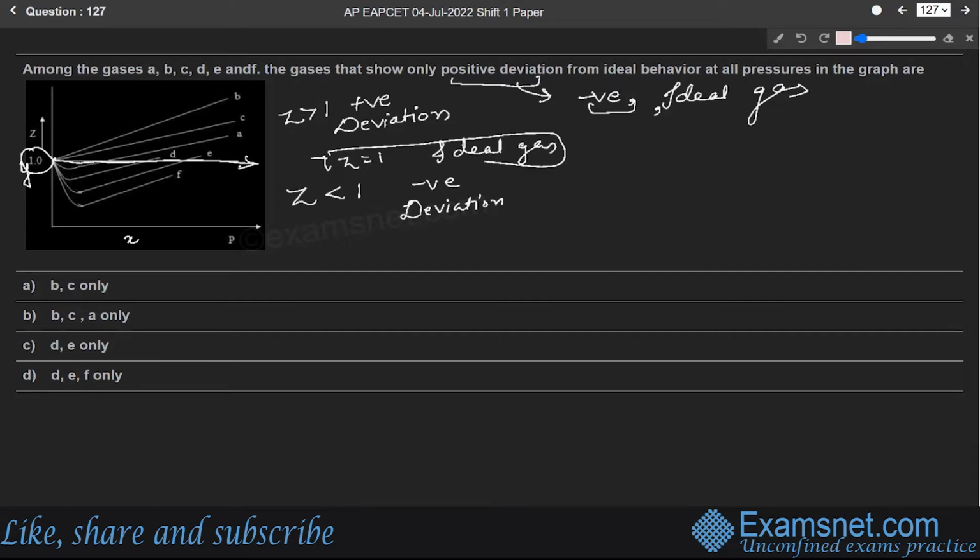So this question hasn't asked this, but it can ask something like that. Here they asked positive deviation, so we have to see Z greater than 1. Can you see there are only B and C lines that start from origin. A is coming from negative and then going to positive, so this is eliminated, obviously. So B and C is the only correct option. Yeah, we have found this. Again, very easy question.